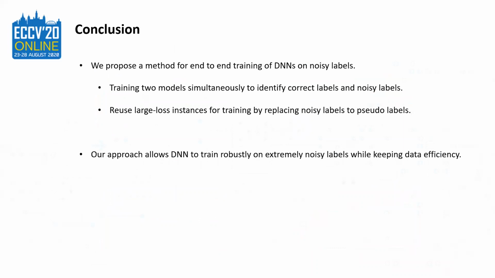For conclusion, at first, we propose a method for end-to-end learning on data with noisy labels. Our method trains two models simultaneously and separates correct and noisy labels. Then it replaces noisy labels with pseudo labels and leverages them for training. Finally, this allows training deep neural networks robustly on data with noisy labels while keeping data efficiency.